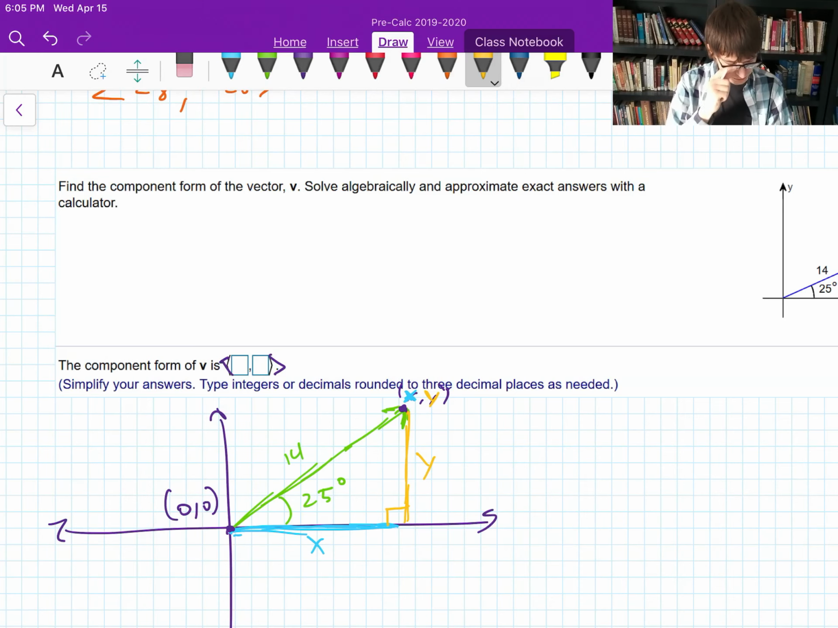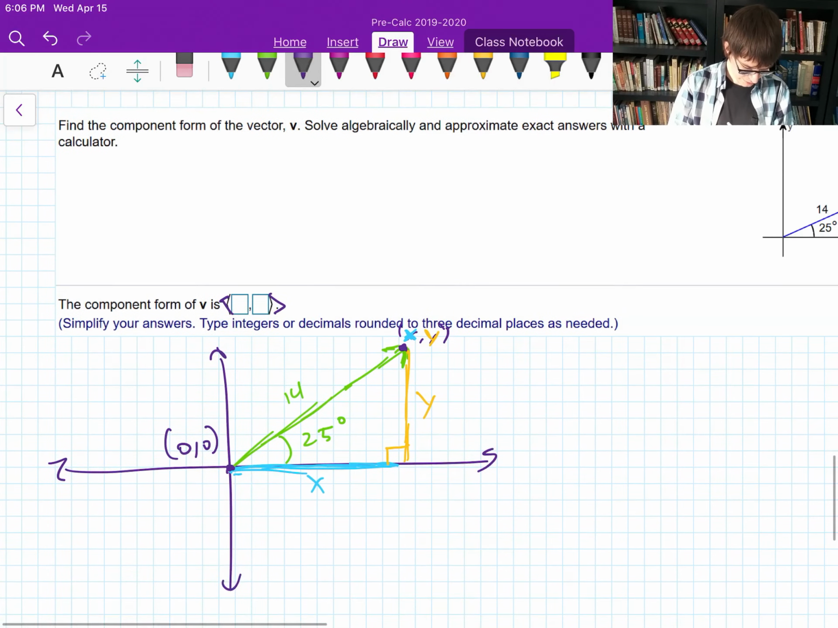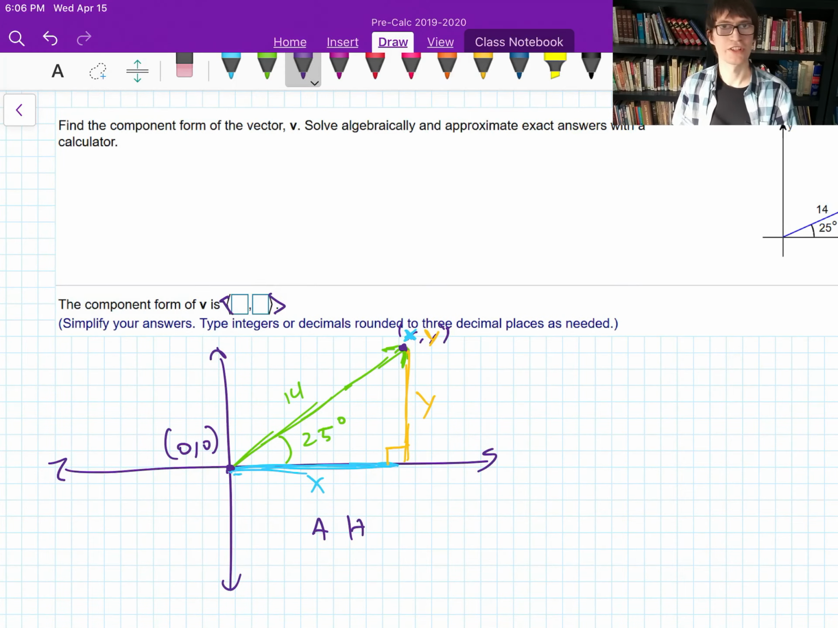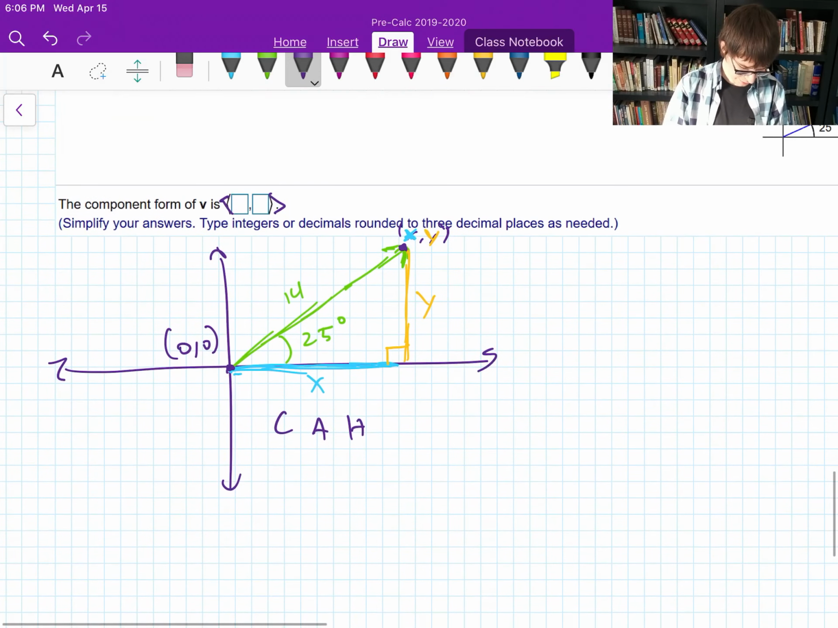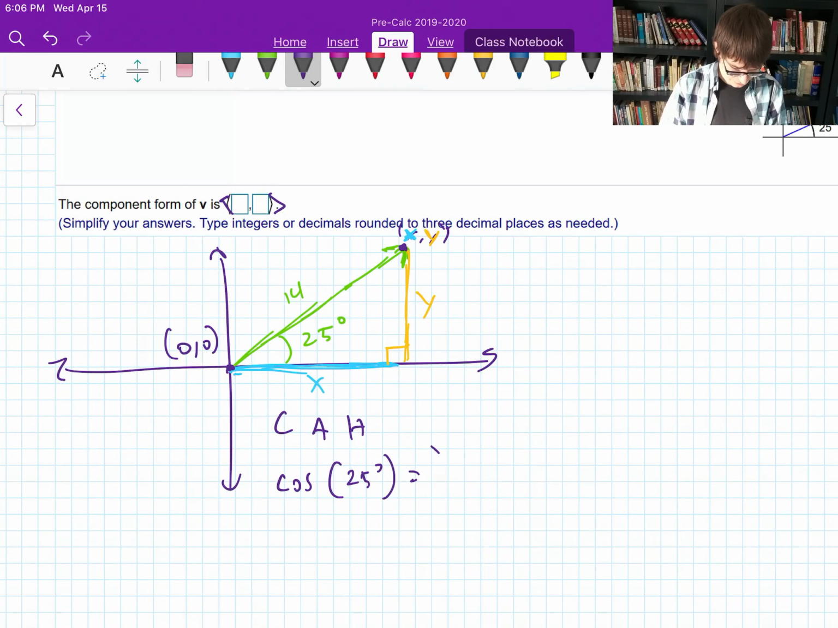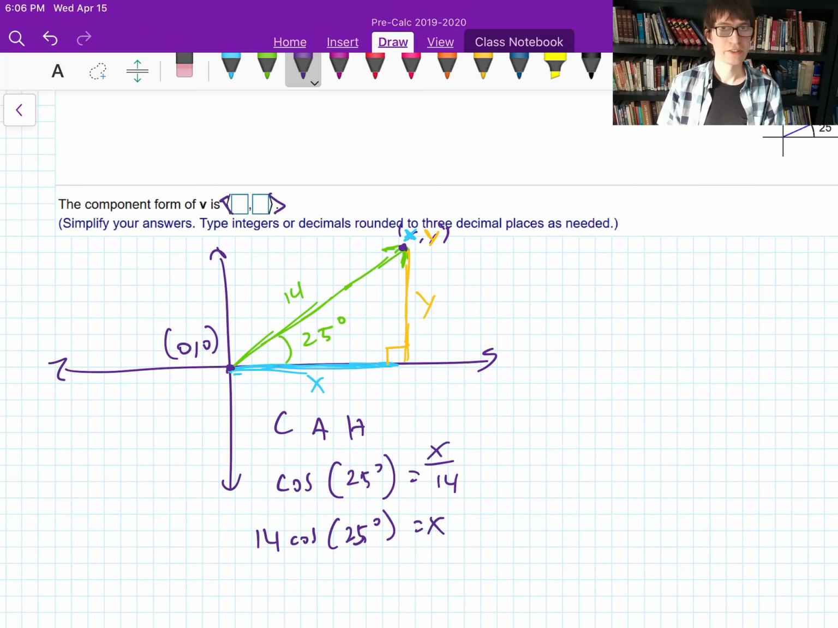Okay, so find x. We've got an angle, we've got a side, we've got the hypotenuse, and we're looking for that side. So we've got an angle, the adjacent side, and the hypotenuse, so we'll use cosine. So the cosine of 25 degrees equals x over 14. We'll simplify that: 14 cosine of 25 degrees equals x, and we'll plug that into our calculator and see what we get.